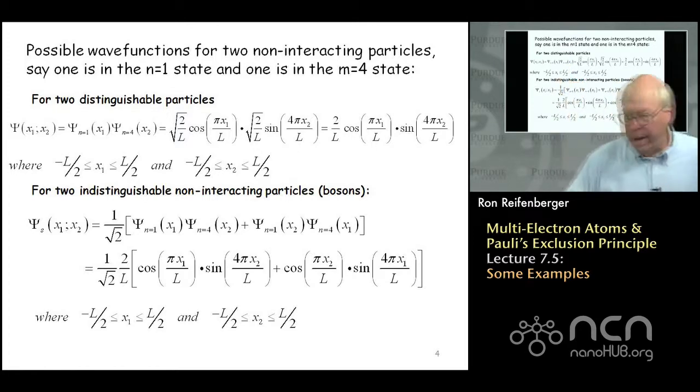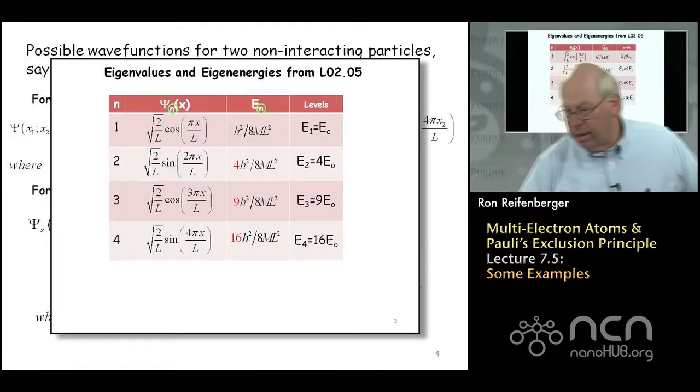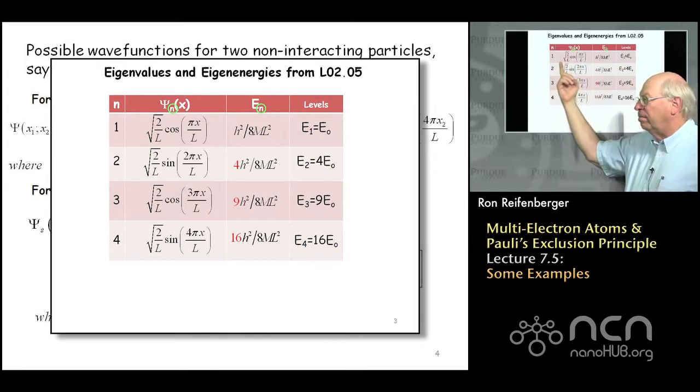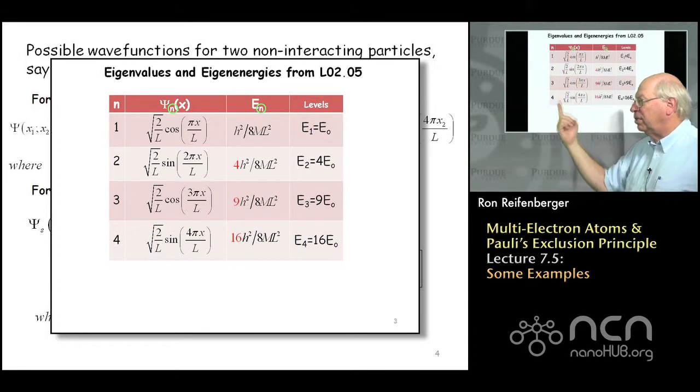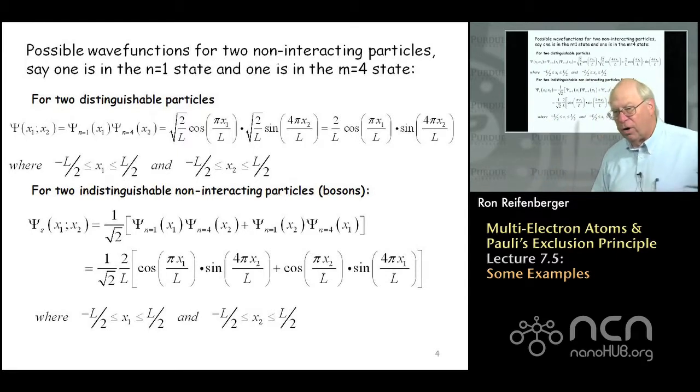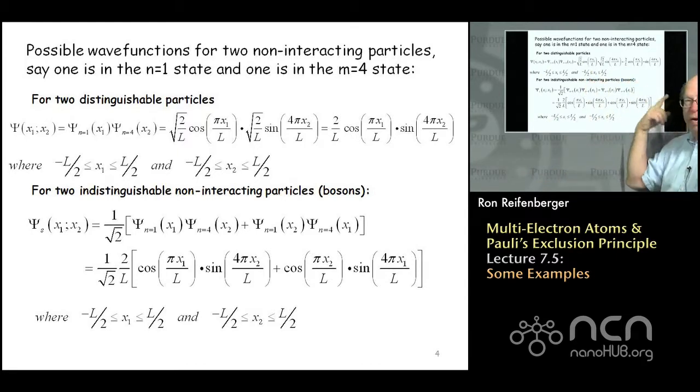And if you just go back and look at this table, we're going to basically select this wave function and that wave function to write the appropriate two-particle wave function. And so you just write it out. It's pretty straightforward. The two-particle wave function is a product of a cosine times a sine, and the coordinates of particle 1 are different from the coordinates of particle 2.